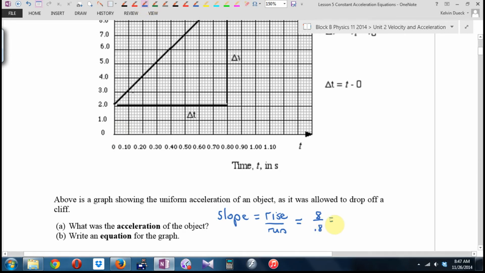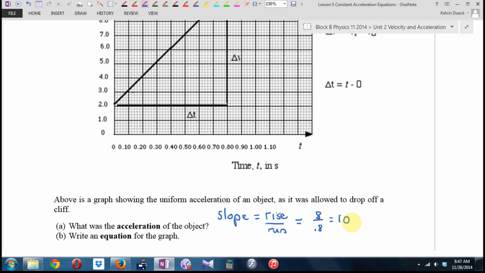Which is what? I think 10, right? I mean, 80 divided by 8 is 10. 8 divided by 0.8 is 10. I can do math in my head. 10 what? Units. What did we just find? What did you tell me the slope of a velocity time graph was? Acceleration. What are the units for acceleration?